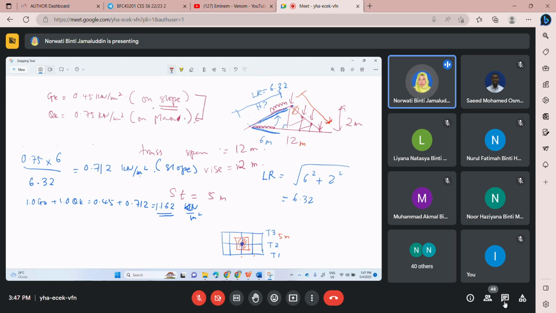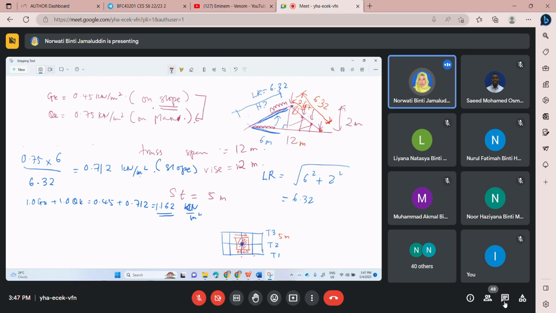This is the hypotenuse, the length of the rafter, which is 6.32. Let's say we have 4 knot points here. So 6.32 divided by 3. The interval is 3, 1, 2, 3. So we can assume that the purlin distance is 2.107. So 2.107, half of 2.107, and then add another half.